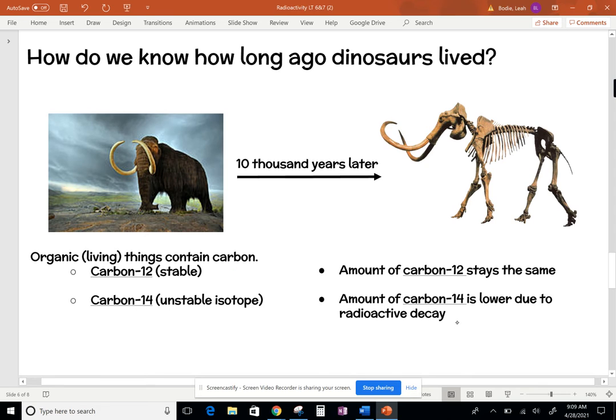So carbon-12, since it's stable, stays the same. But carbon-14 is unstable, and so that amount is going to decrease as time goes on. So that carbon-14 gets lower due to radioactive decay. That ties into what we were talking about in our other learning targets. And so we can see here that carbon-14 is going to be decreasing, and so we can figure out how long ago these dinosaurs or other animals lived.